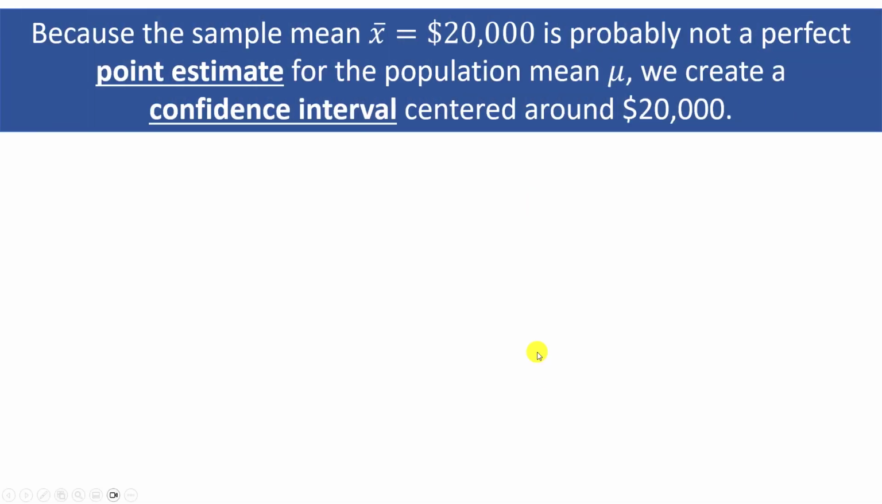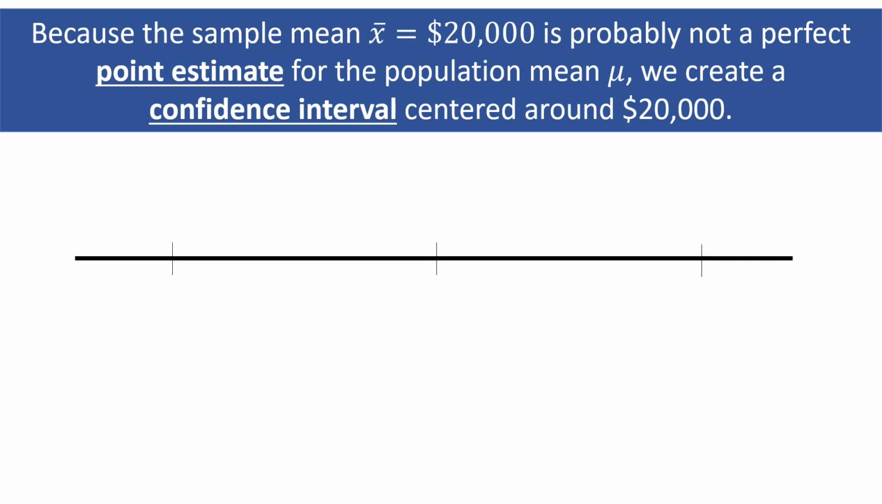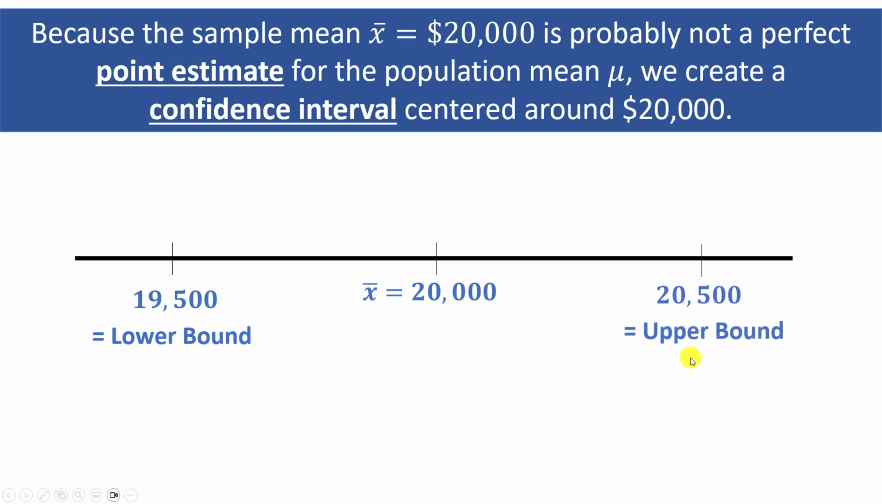But since our sample mean of $20,000 is probably not a perfect point estimate for the population mean, we're going to create a confidence interval centered around $20,000 that we can be some percentage confident that the true population mean falls between. The easiest way to visualize this is on a number line. We would have our sample mean of $20,000 right down the middle. Then we would have some number that's a little bit less than 20,000, let's say 19,500 as our lower bound, and another number that's a little bit larger than 20,000, let's say 20,500 as our upper bound.